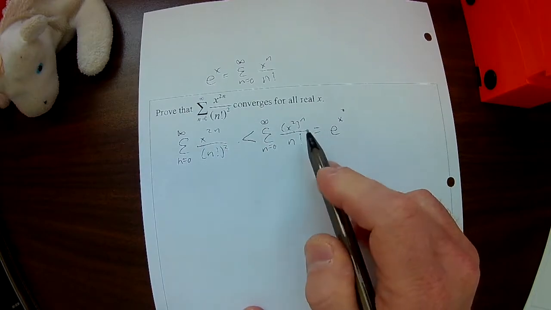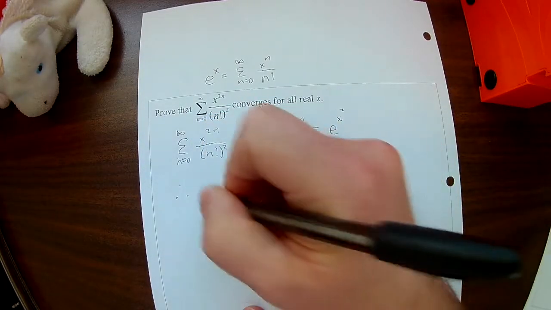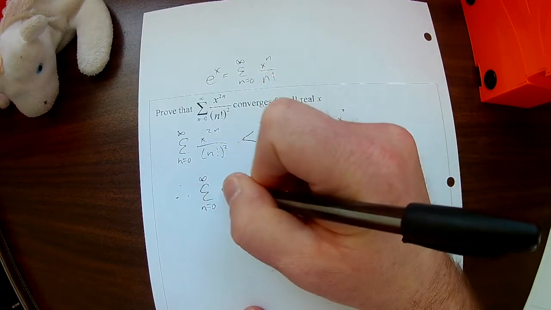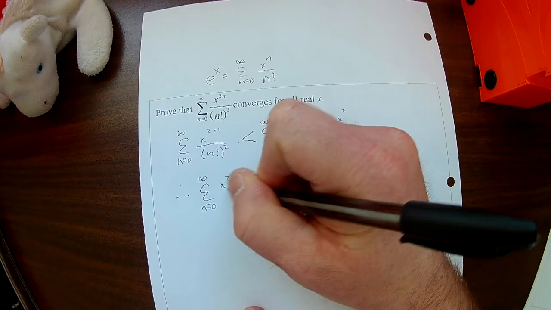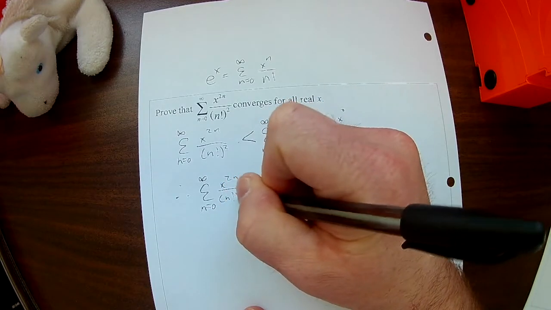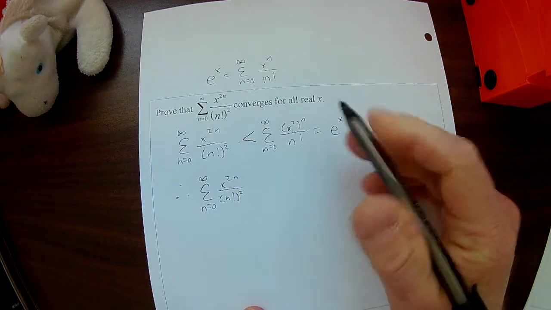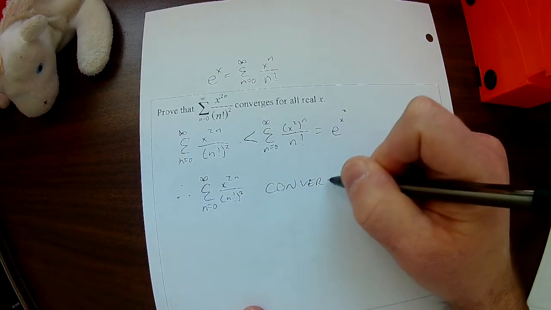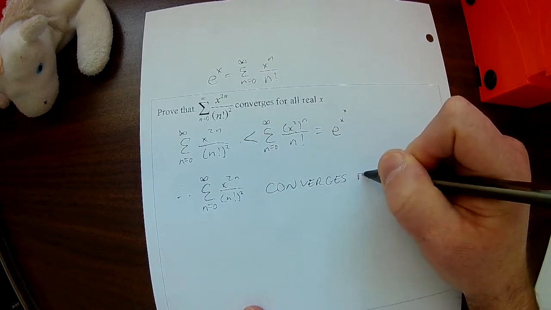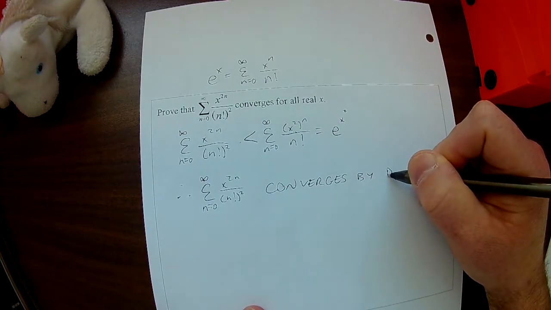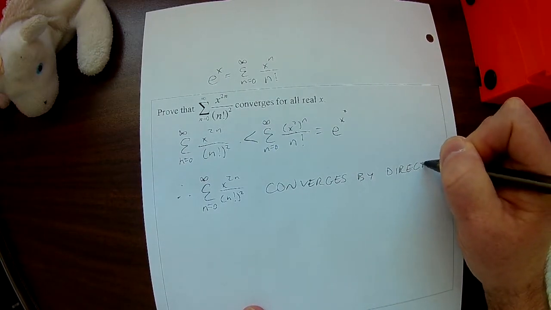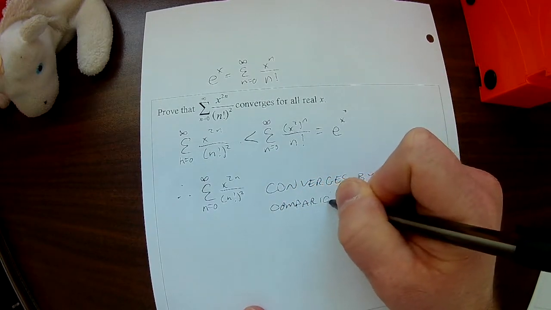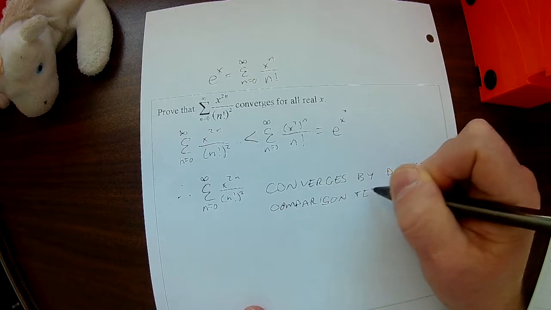Since this converges, and the summation from n equals 0 to infinity of x to the 2n over n factorial squared is smaller than a convergent series, it also converges by the direct comparison test.